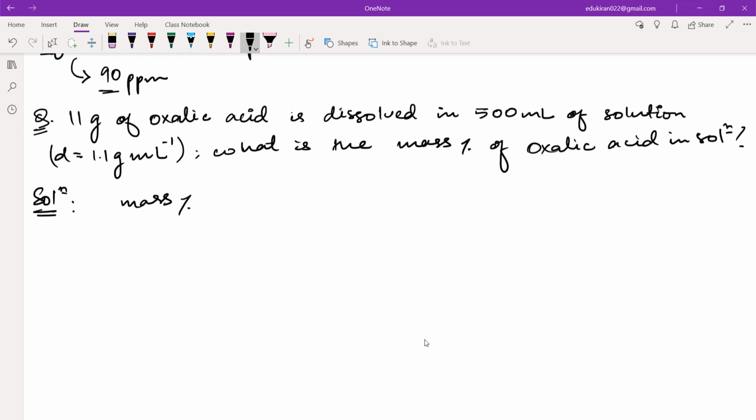So what is mass percentage? What is the formula? Tell me, what is mass percentage equal to? It will be equal to mass of the component, which component? Oxalic acid, divided by mass of solution. Tell me, the mass of oxalic acid is given to you, how much mass? 11 grams, right?